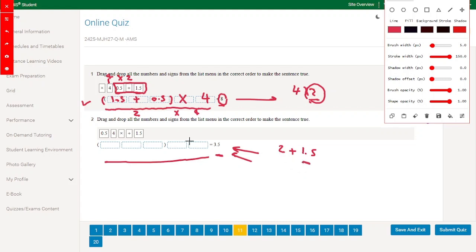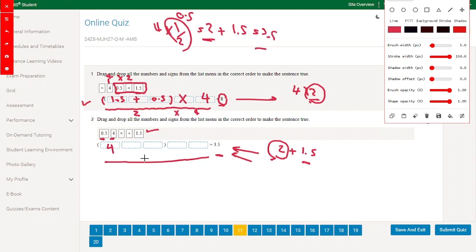So here I have 1.5. So I need to get number 2. How do I get 2? If I multiply 4 by 0.5, I will get 2, because 4 multiply 1 over 2, which is 0.5, gives 2. 2, if I add it with 1.5, I will get 3.5. So that means here it will be 4 multiply 0.5, which I will get 2, and plus 1.5, I will get 3.5. Okay?